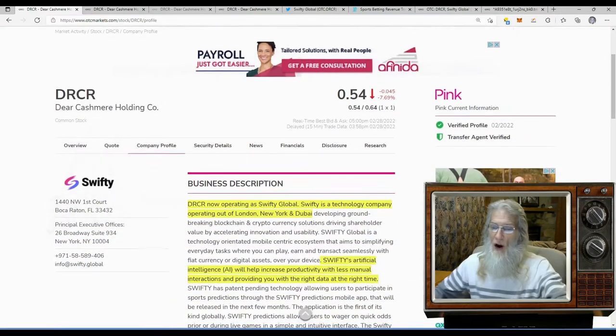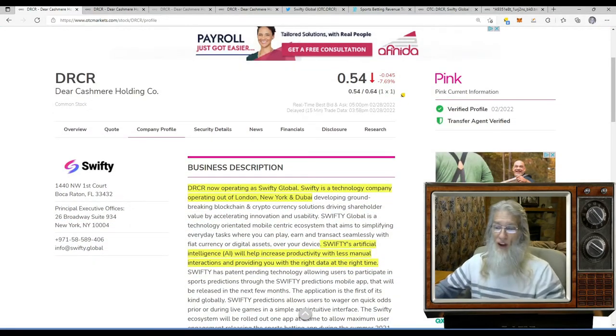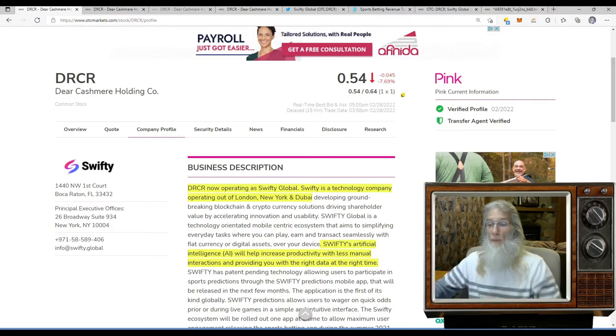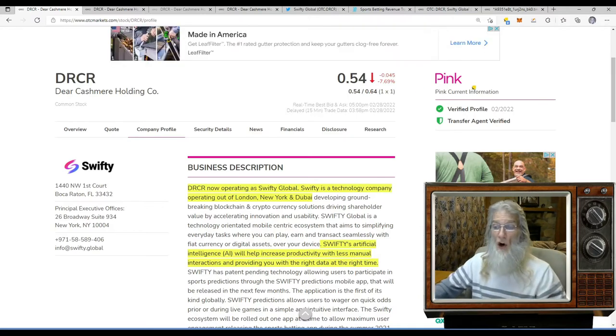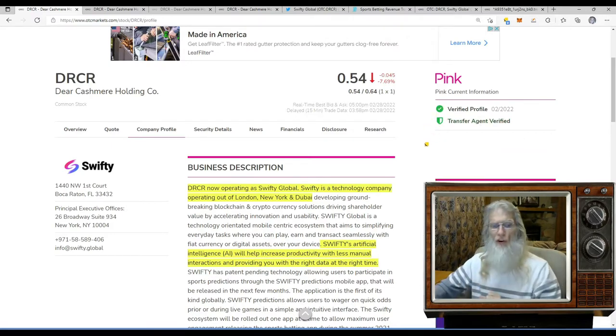So DRCR finished the day at 54 cents. They had a down day, 8% down almost. I'm going to call it a buying opportunity. She's on the pink tier and current, has a verified profile and a transfer agent verified as well. So everything looks good over there.